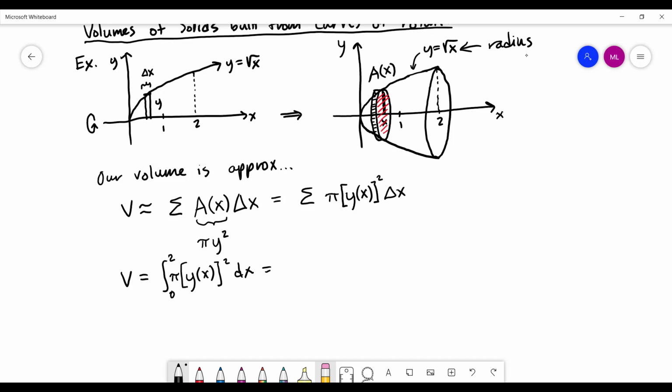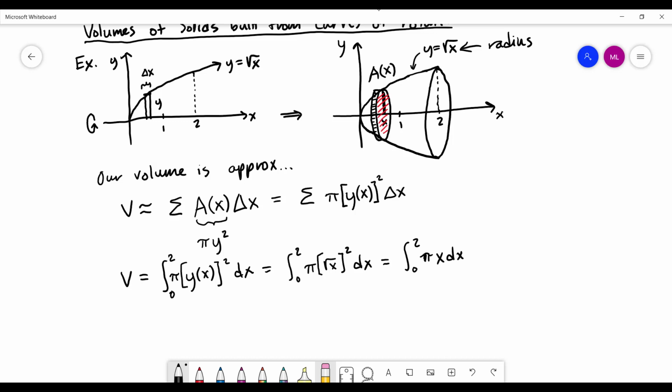The only thing we need to do is, I can't actually evaluate this integral of a function y until I actually make it explicitly be in terms of x. So I need to actually plug in our actual formula. For us, the formula was that y is equal to the square root of x. That was the bounding curve that we're using, square root of x. So this is really pi times the square root of x squared dx. There's the y. When we square, the square root disappears, and we're just integrating from 0 to 2 pi x dx.